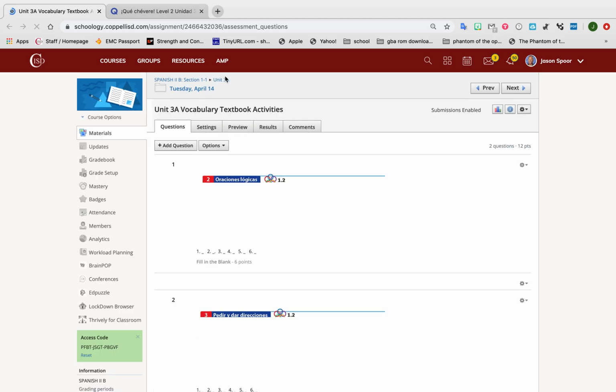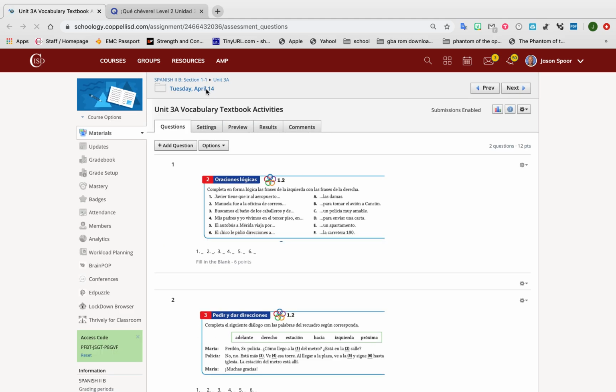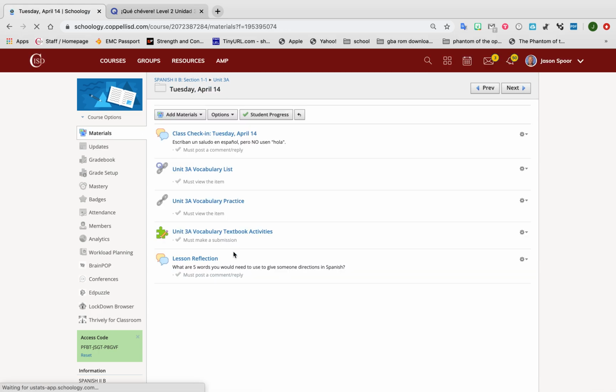is your lesson reflection. So it's a pretty simple lesson today because, again, I want you to be able to work on your project. So what are 5 words you would need to use to give someone directions in Spanish? Well, I just showed you 5 words that you could use. There's others, there's more than that, but 5 important words that you'll need to know to be able to give someone directions to get somewhere in Spanish.